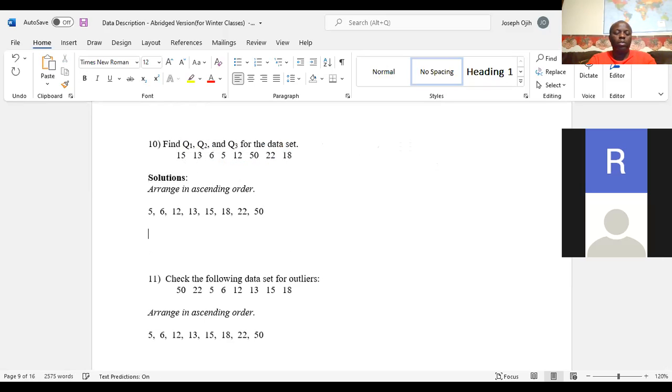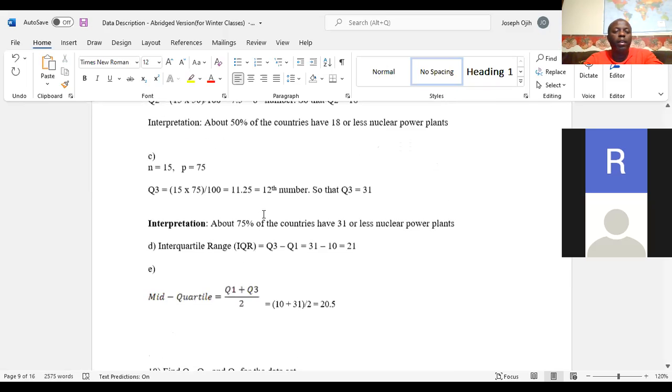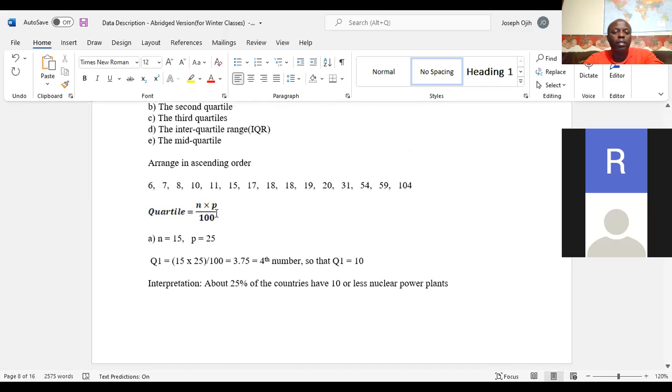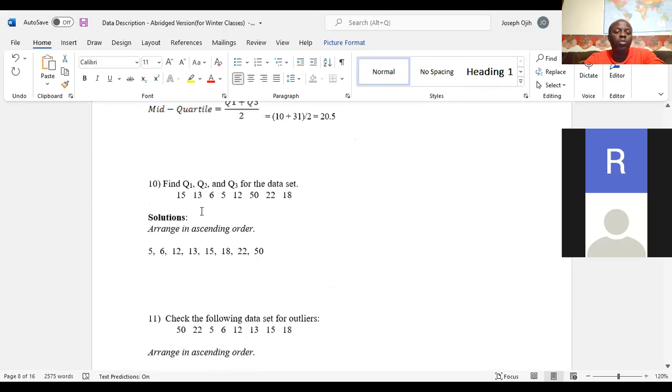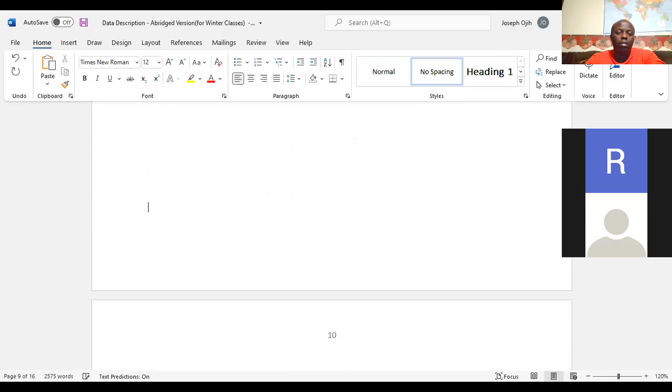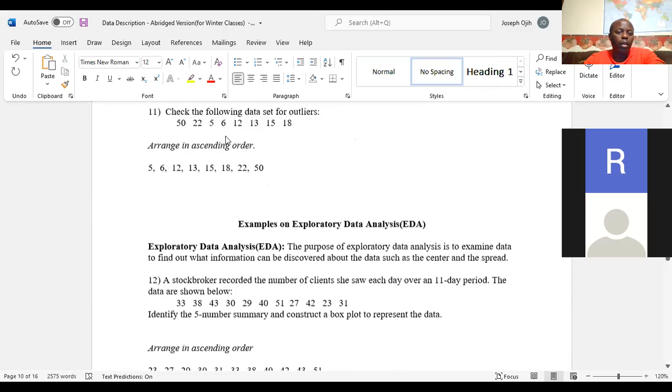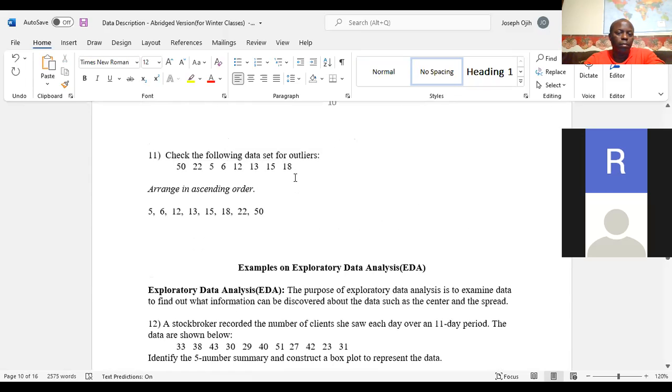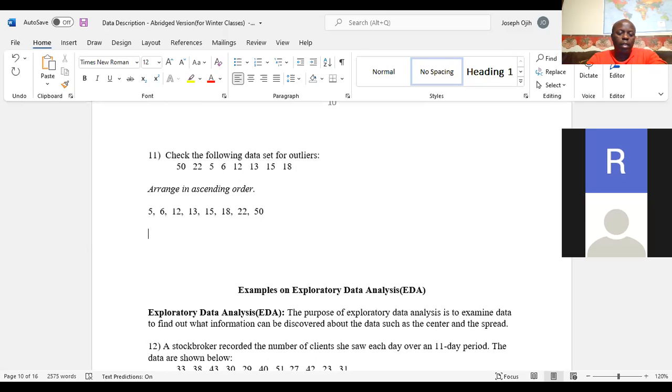The first one is the first quartile. If you remember, the formula for the quartile is N times P over 100. I'm going to move it down so we can have more room.